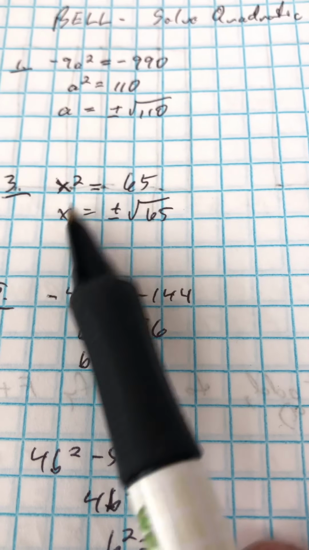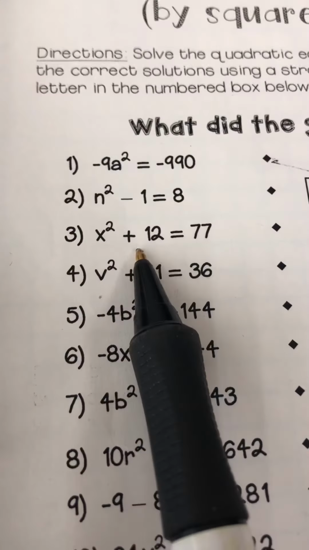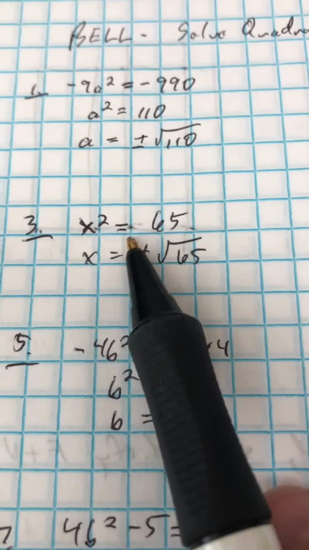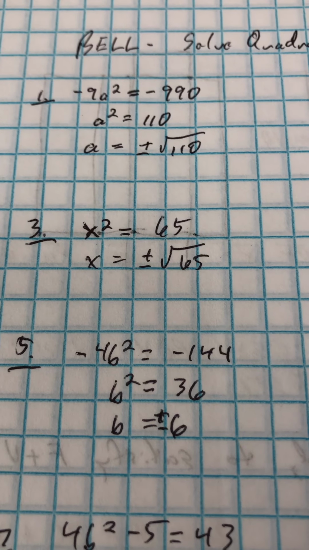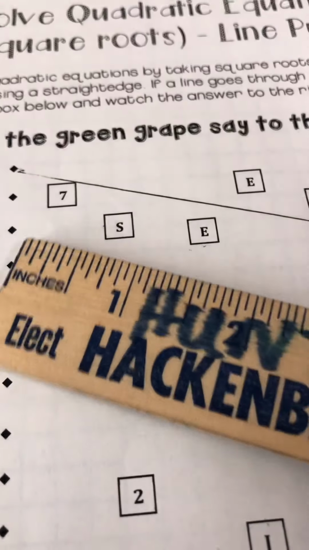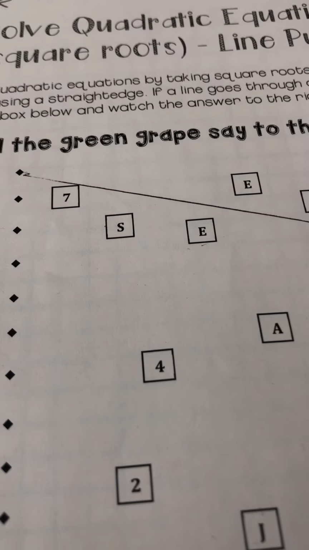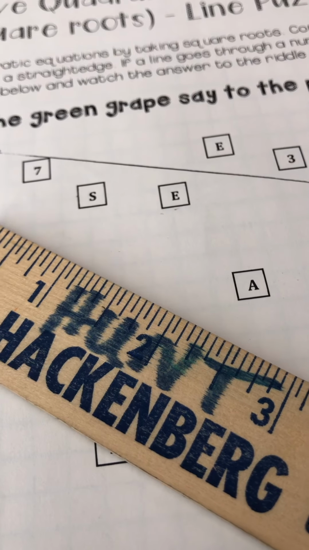For number 3, you'll see that I already went ahead and subtracted 12 from both sides. You just subtract 12 here, subtract 12 here. You end up with x squared equals 65. So x equals plus or minus the square root of 65. So once again, making the straight line. I'm not going to do this for all of them because you could solve the puzzle yourself. Plus or minus square root of 65, where is that one? Down here. So that one and number 3, same thing. You could see that it doesn't connect anything, so 3 doesn't help out at all either.